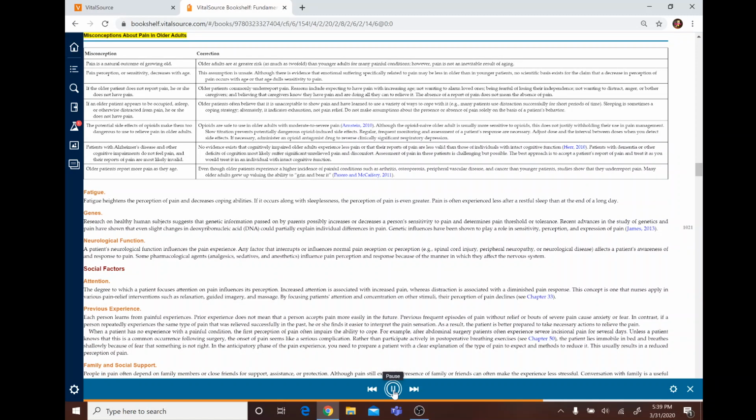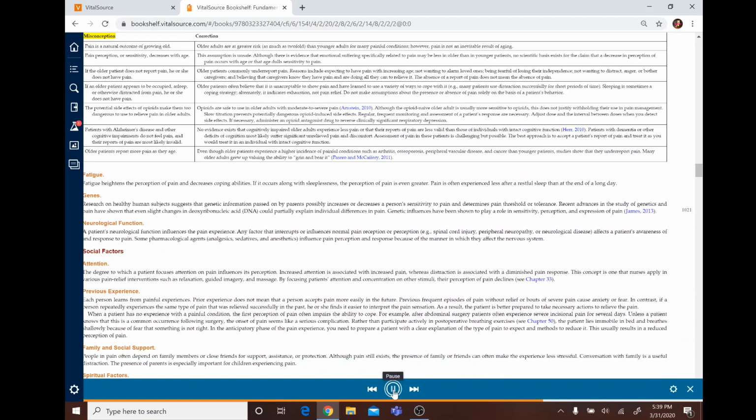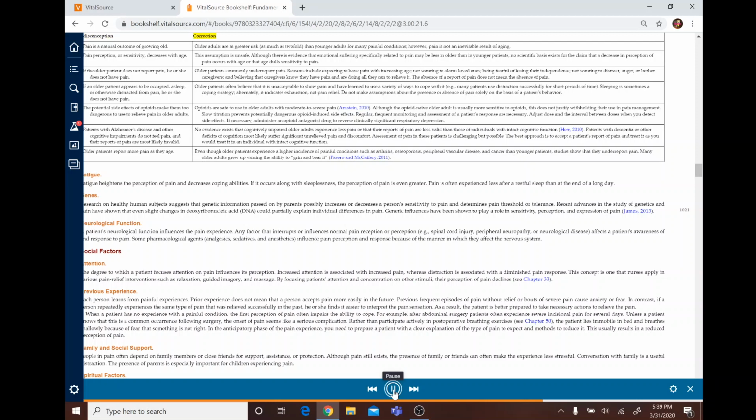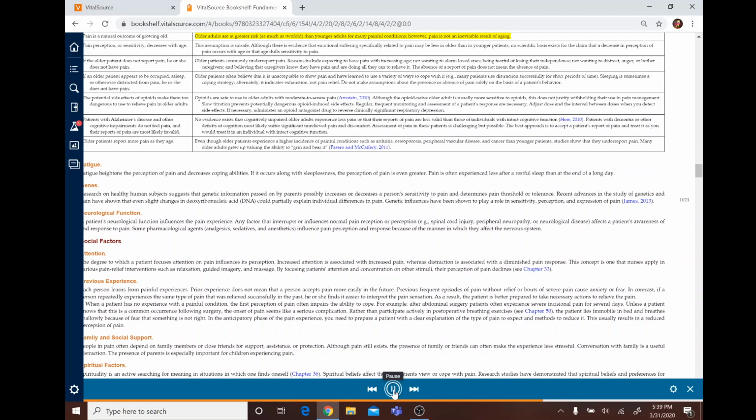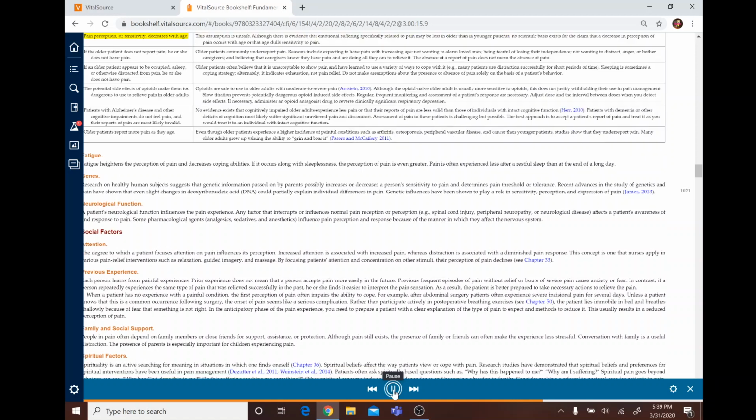Misconceptions about pain in older adults. Misconception: pain is a natural outcome of growing old. Correction: older adults are at greater risk, as much as twofold, than younger adults for many painful conditions. However, pain is not an inevitable result of aging. Misconception: pain perception, or sensitivity, decreases with age.